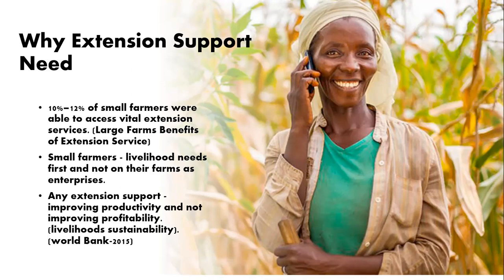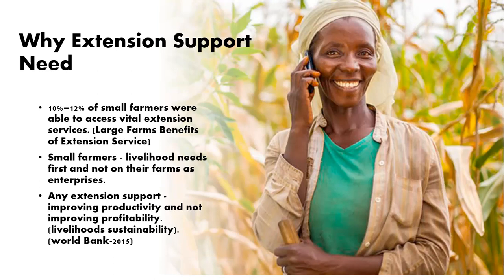Another thing is that small farmers first think about their livelihood needs, not about their enterprises, not about developing the farm as an enterprise or as a business. The smallholder's prime objective is how to feed their family, right? According to the World Bank 2015, most extension activities target improving crop productivity, or taking more harvest, not improving the profitability of the agribusiness or of the farm.